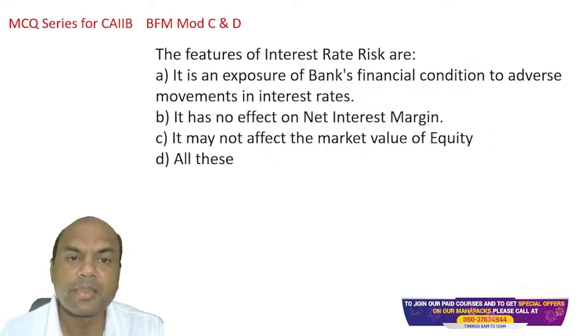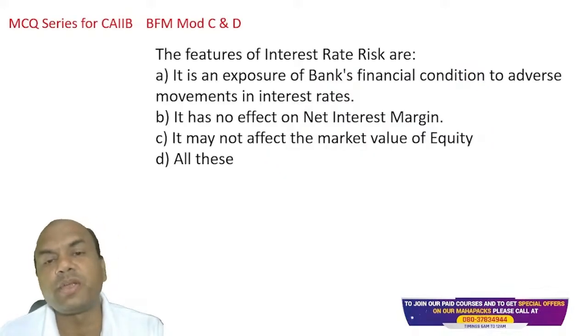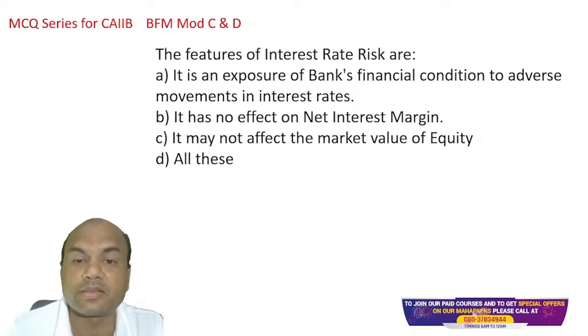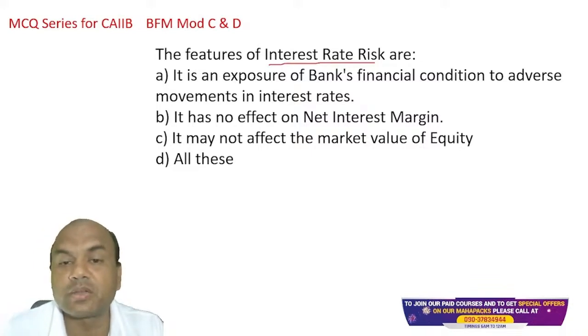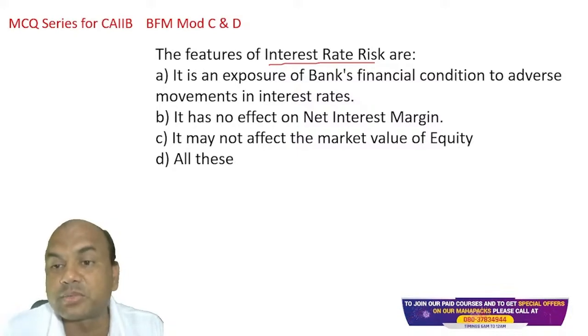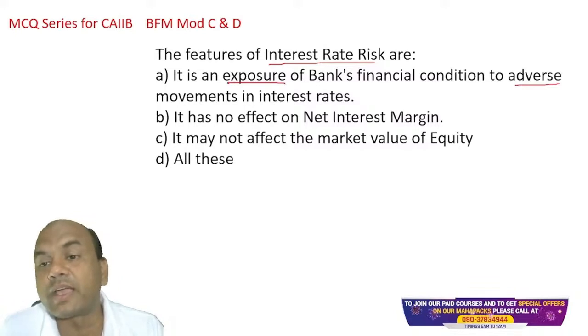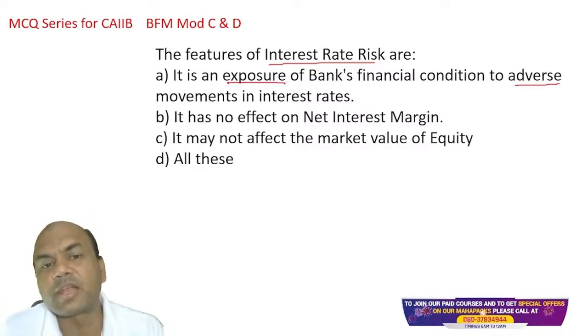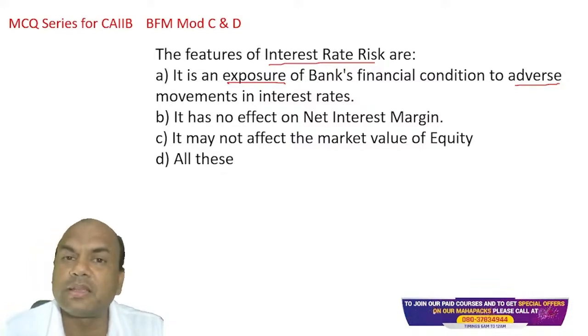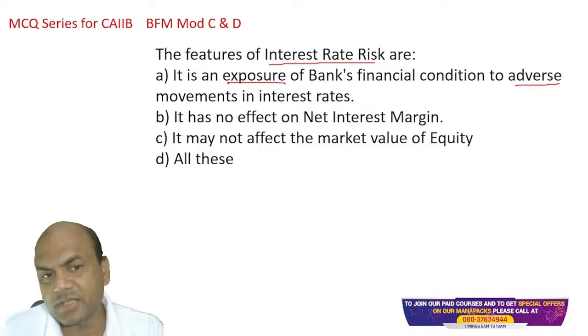Next one. The features of interest rate risk are: it is an exposure on the bank's financial condition to adverse movements in the interest rates. So, exposure for adverse movement. If things are going against me, then it's an interest rate risk. Obviously, if the rate of interest is going against me, then it will be a risk. If it is going in favor of mine, then no risk, isn't it?